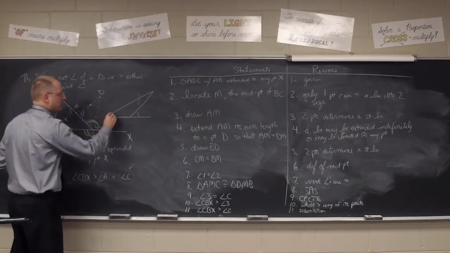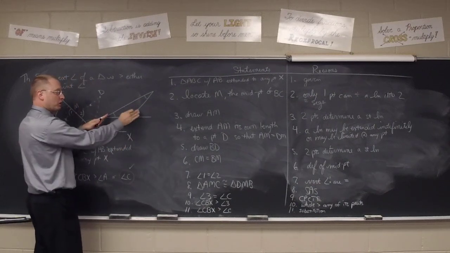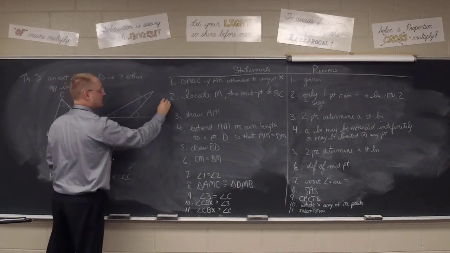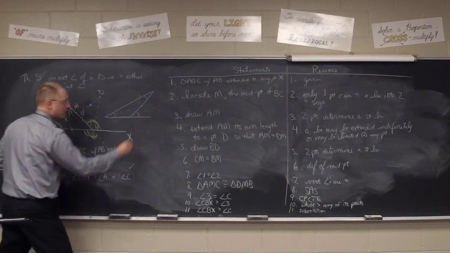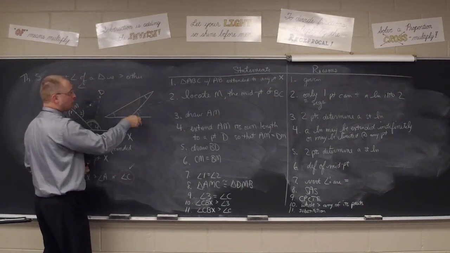It's still going to be bigger than either this one or this one. Because even if it were a small angle like this, you could still locate a midpoint. You could still draw a line. You could still extend its own length. You could still draw a line back so that this angle would still equal that one. And the whole is still greater than any of its parts.